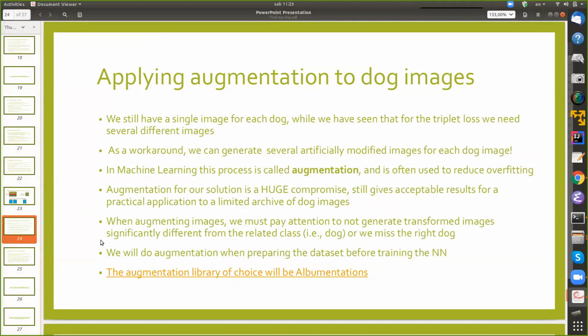For anybody curious about augmentation, there are several open source libraries for doing augmentations. The one I used is called Augmentations. It's a very good one, and I provide the link here.